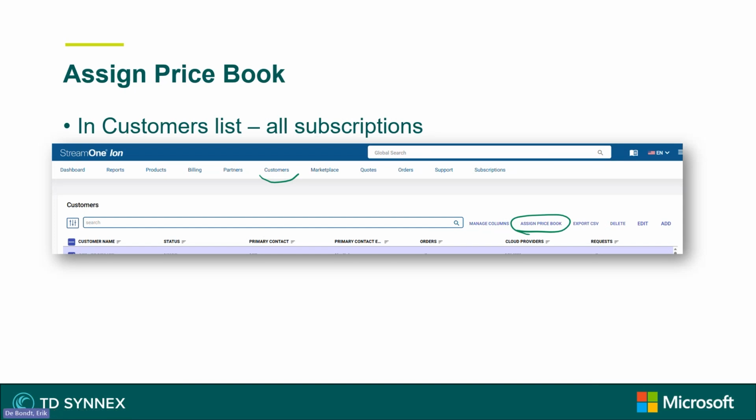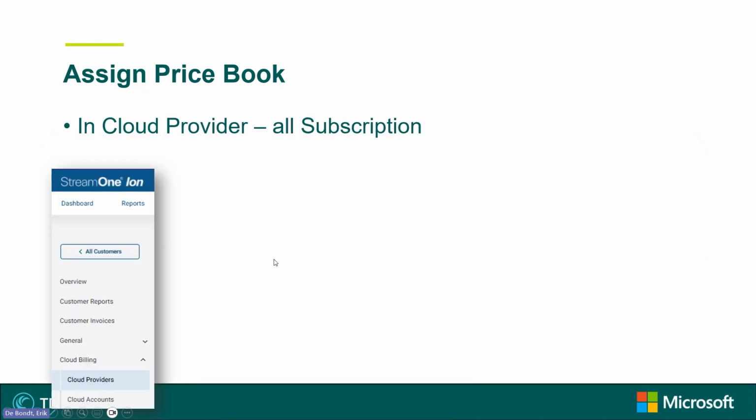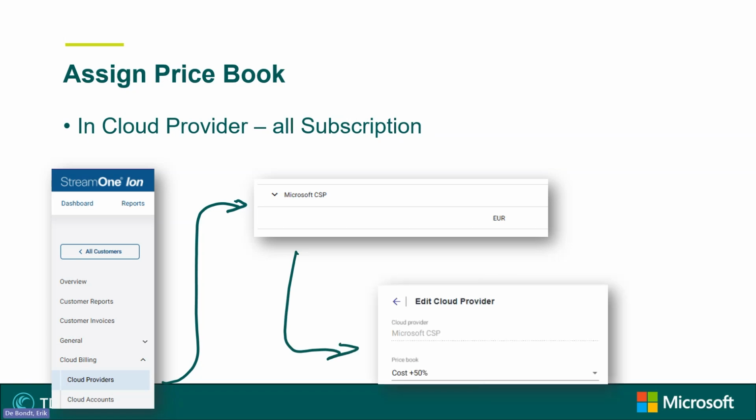Assigning a price book, and I will show that you can go into your customers and just select some and then assign the price book. You select the cloud provider, so basically the vendor, the currency, and then the price book that you have created, or the master if you would like to. You can also do it in the cloud provider of the customer. So you open the customer, you go to the cloud providers. You select, for instance, Microsoft CSP, you double click on the euro, on the currency, and then you can change the price book as you would like to.